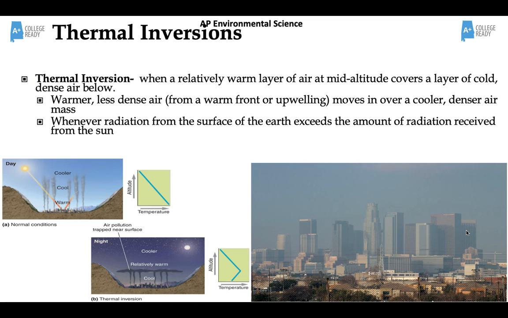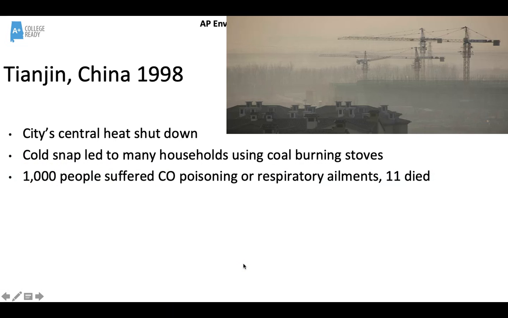Now, thermal inversion, we talked about this briefly in the last unit, but basically, when a relatively warm layer of air at mid-altitude covers a layer of cold, dense air below, that warmer, less dense air moves in over a cooler, denser air mass. And then radiation from the surface of the Earth exceeds the amount of radiation received from the sun. So you can see normal conditions in the graph, and then thermal inversion conditions in the graph there.